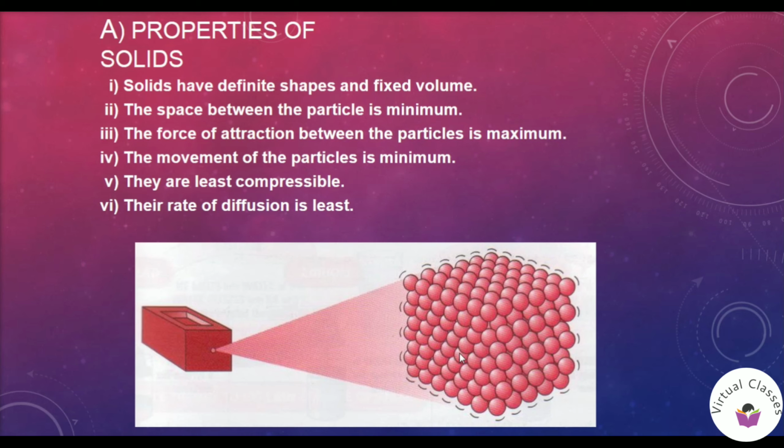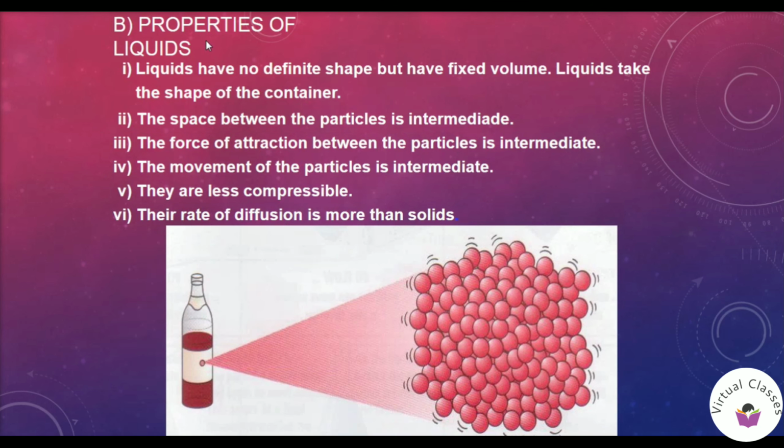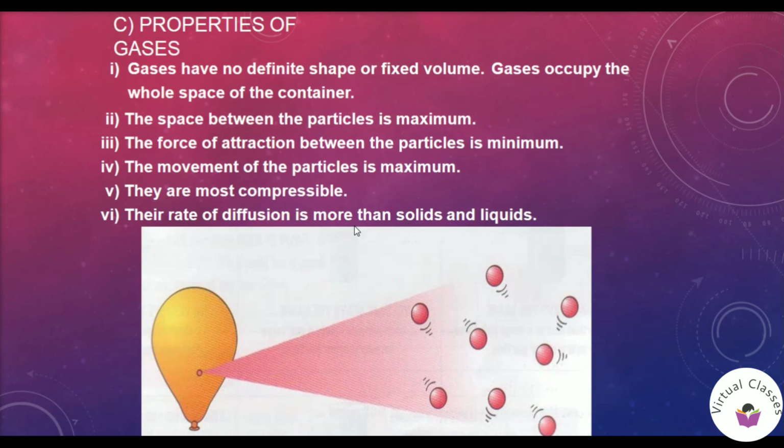As you can see, they are least compressible because they do not have space between them, and their rate of diffusion is least. Now, properties of liquids. Liquids have no definite shape but have fixed volume. Liquids take the shape of the container. The space between the particles is intermediate. The force of attraction between the particles is intermediate. The movement of the particles is intermediate. They are less compressible and their rate of diffusion is more than solids.